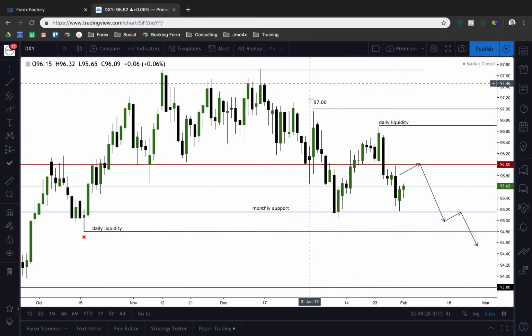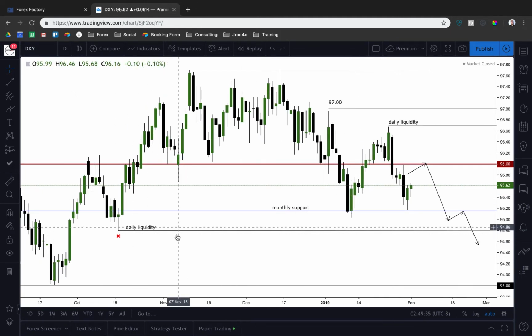But as long as we remain below the 96 big figure level, I'll be anticipating lower prices and looking for the liquidity below the market on dollar index, which in itself should mean higher prices on foreign currency. So, refer back to that beginning portion of the video where we talk about the economic calendar. We'll be looking for these markets to ideally trade into or through those key levels around the same times that those news events will be coming out.